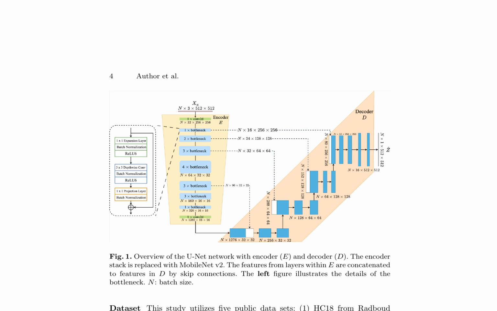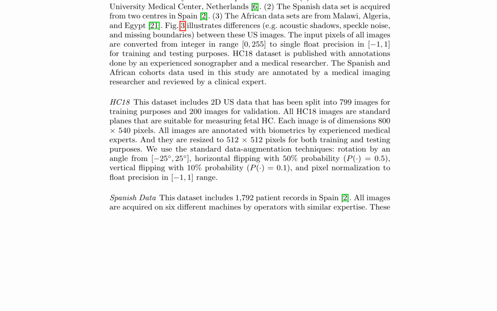experts. The Spanish dataset comprises 1,792 patient records acquired on 6 different machines by operators with similar expertise. The African datasets, from Malawi, Algeria, and Egypt, are annotated by a medical imaging researcher and reviewed by a clinical expert. Standard data augmentation techniques, including rotation, horizontal and vertical flipping, and pixel normalization, are applied to prepare the datasets for training. The ultrasound images exhibit differences, such as acoustic shadows, speckle noise, and missing boundaries, which pose challenges for accurate fetal head circumference estimation.